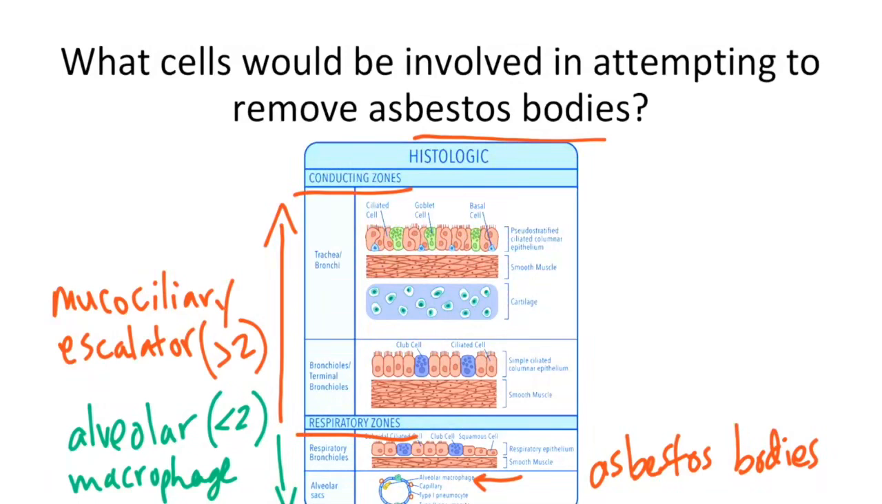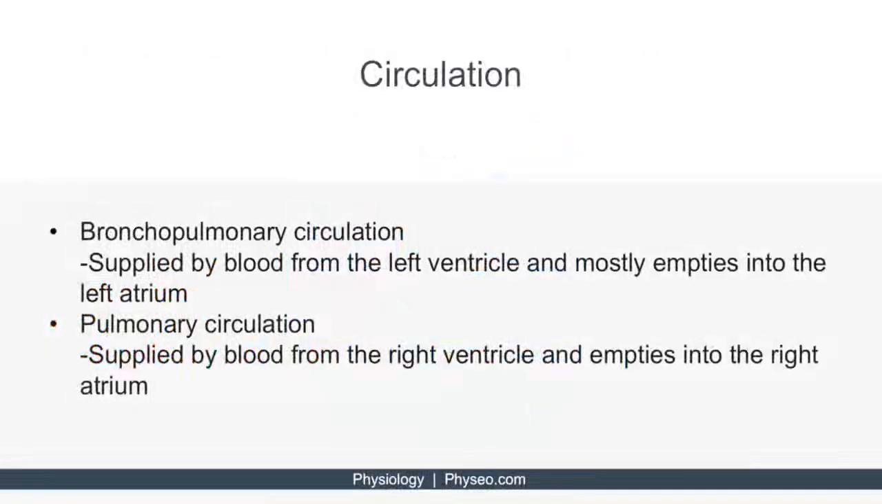Okay, let's move on to bronchopulmonary and pulmonary circulation. So again, we're going to be focusing on bronchopulmonary circulation and pulmonary circulation. Bronchopulmonary circulation is supplied by blood from the left ventricle, and most of it empties into the left atrium. The pulmonary circulation is supplied by blood from the right ventricle and empties into the right atrium. Let's draw this out so you can see what I mean.